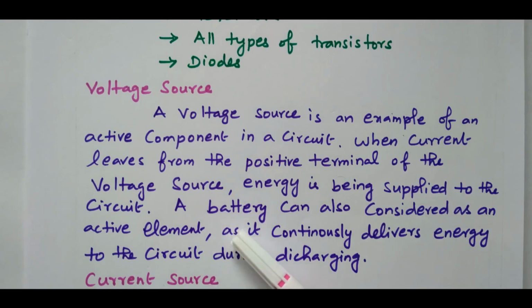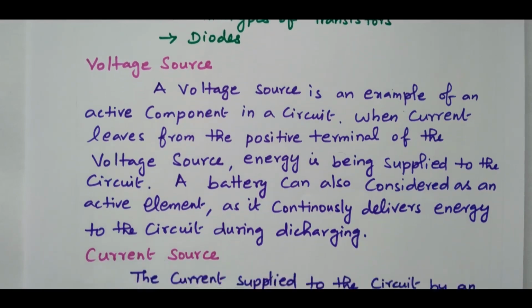Similarly, the battery is also considered an active component because it continuously delivers the energy to the circuit during discharging. Right? So the voltage source as well as the battery are active components because they are supplying the energy to the circuit. Similarly, the current source.